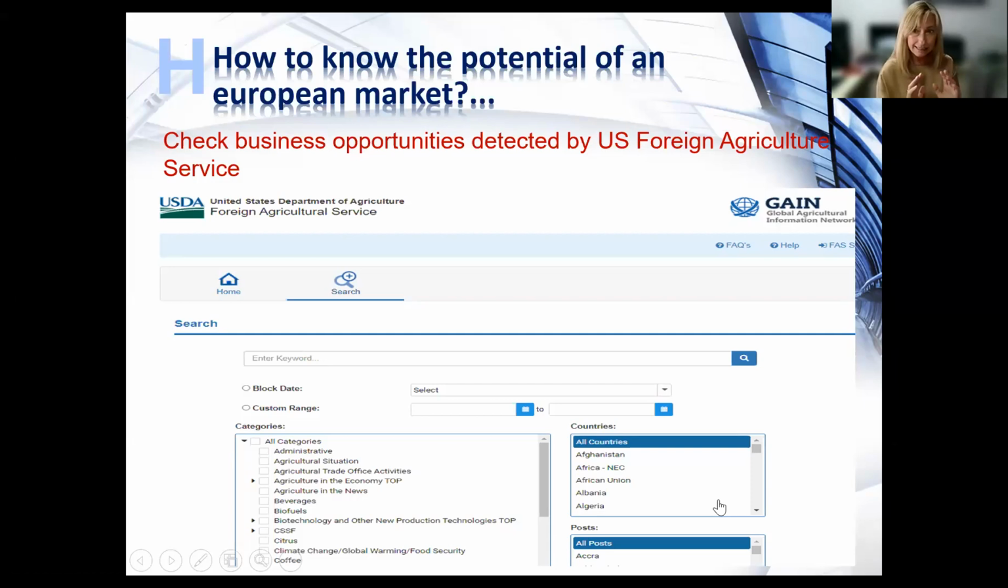So the internet source of information that I used the most is the FAS USDA, okay? The USDA is the Agriculture Department of the United States. They have information for all over the world, and especially also for Europe, and you can find information from Spain too. Okay, and also it's very easy to use.